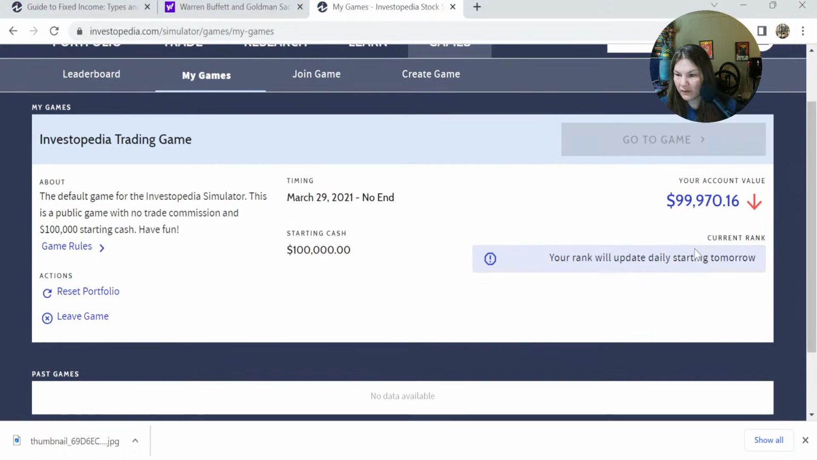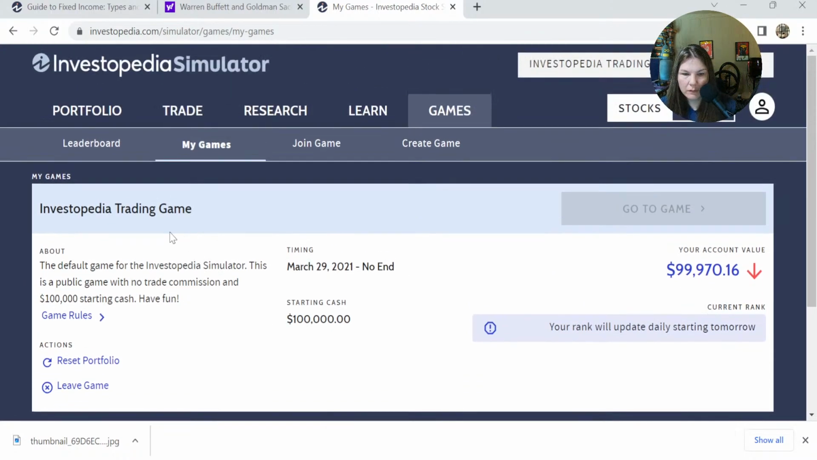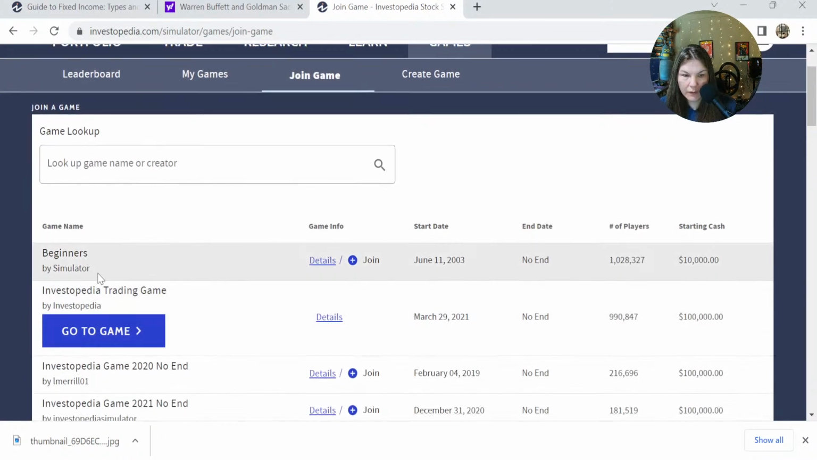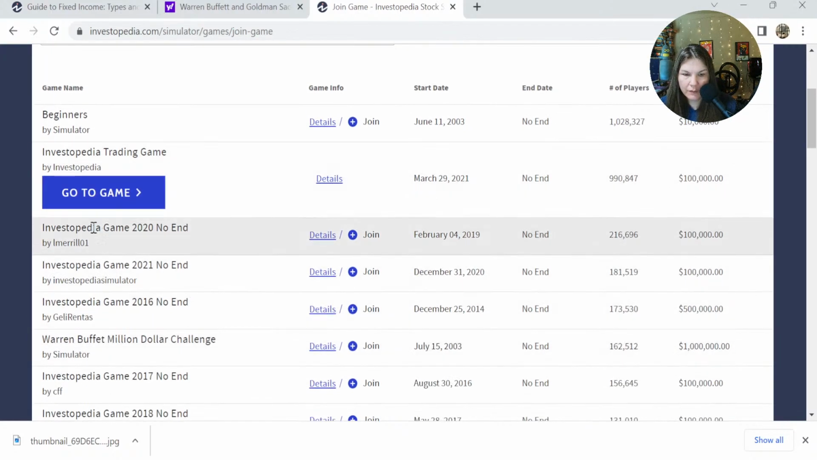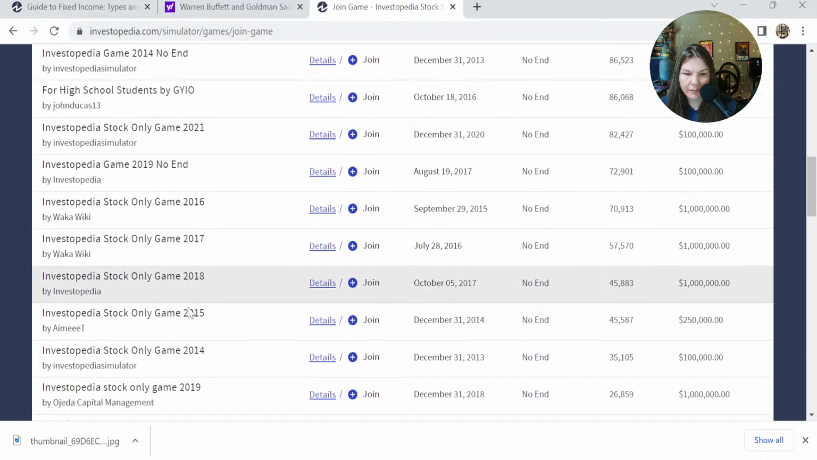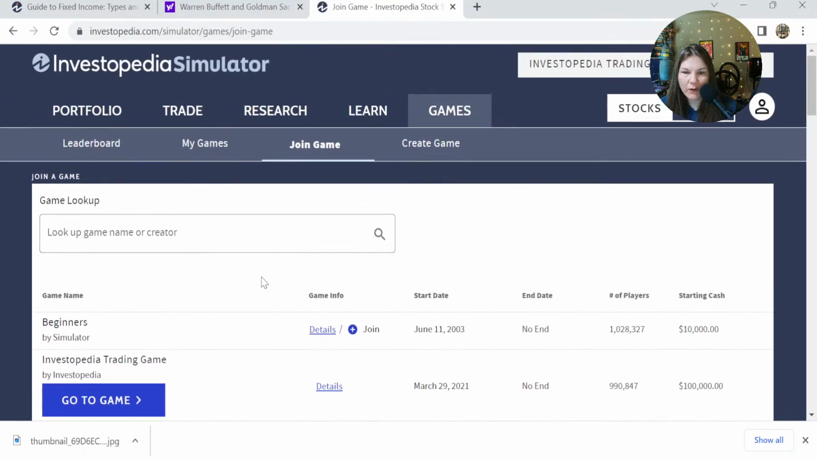Your rank will update starting tomorrow. I have no rank, but I'm going to get a rank. Okay. So you join the game. Beginners, you can join. See this? Investopedia 2020, no end. All of these, Warren Buffett, $1 Million Challenge. These are different games, and you can play them and try to win.